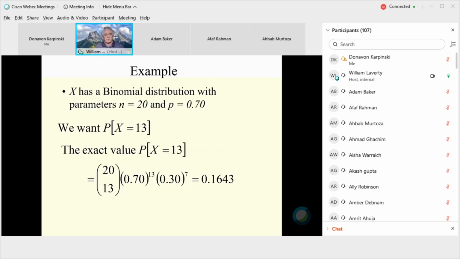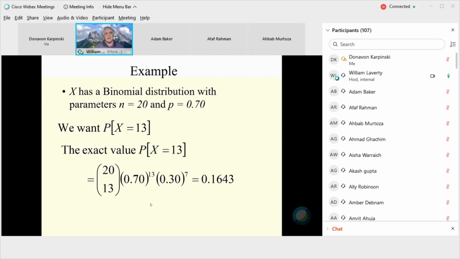Example. X has a binomial distribution with n equal to 20, p equal to 0.70. We want the probability that X equals 13. We could compute that using the formula for binomial probabilities: 20 choose 13, 0.70 to the 13th, 0.30 to the n minus 13, which gives 0.1643.